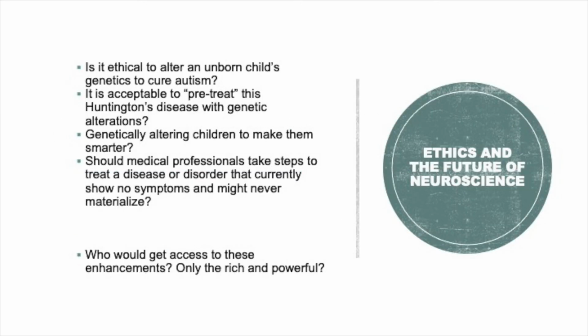And of course, what comes with this chapter of neuroscience in society is the ethics and the future of neuroscience. So to prompt you with some questions that don't have right or wrong answers, but are always constant ethical dilemmas in our society. Is it ethical to alter an unborn child's genetics to cure autism? Is it acceptable to pre-treat Huntington's disease with genetic alterations, by using those gene therapy tools that I had described in the previous chapter?